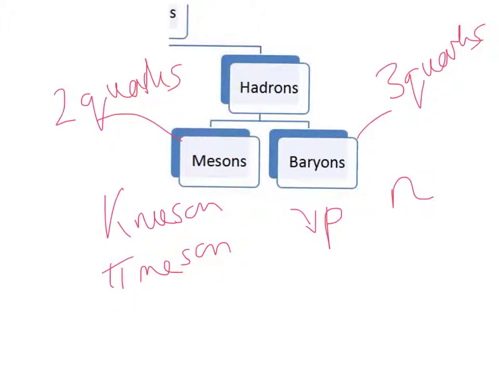So to recap, baryons include things like protons and neutrons, and anything that decays into a proton. And on the other side, the mesons are things like your K meson, your pi meson, and anything that doesn't decay into a proton. The decay products of these do not decay ultimately into a proton.